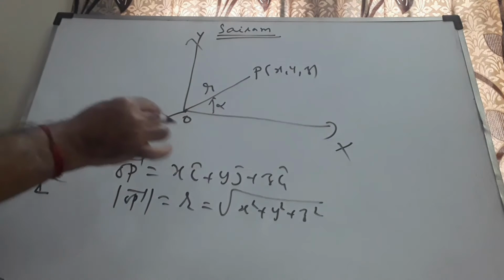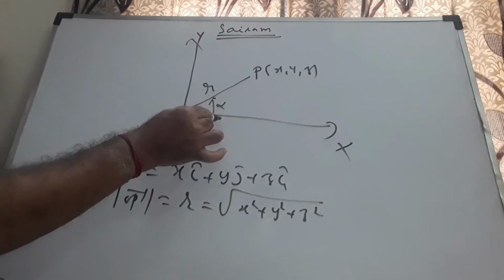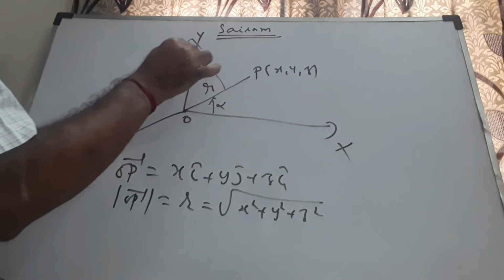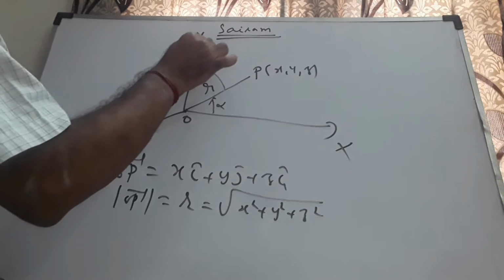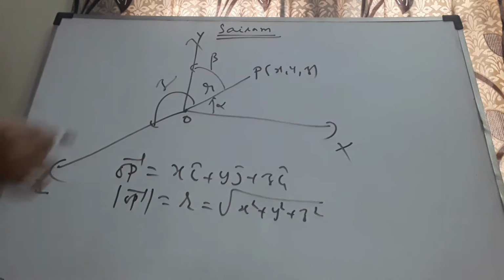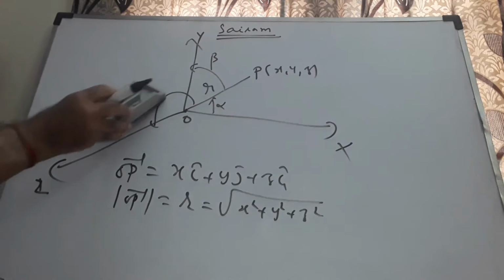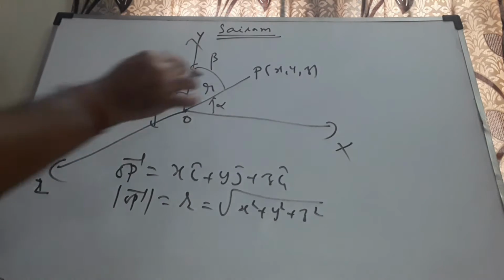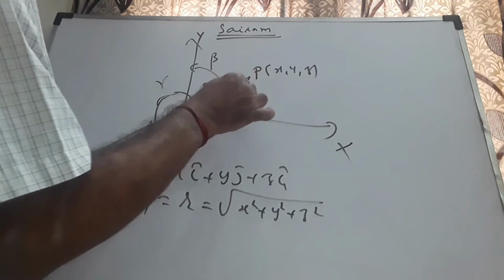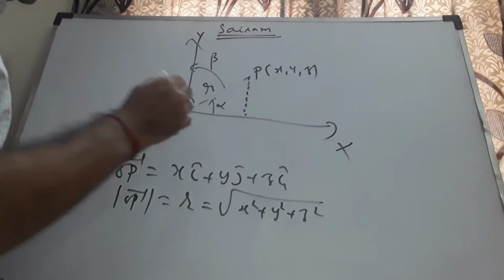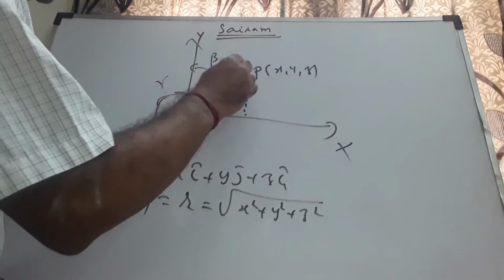Let OP make an angle of alpha with the positive direction of x-axis, let the angle with the positive direction of y-axis be beta, and with the positive direction of z-axis be gamma. Okay, these are the three angles we are just assuming. I am just drawing; it is better to draw with dotted lines, because I have to just imagine.